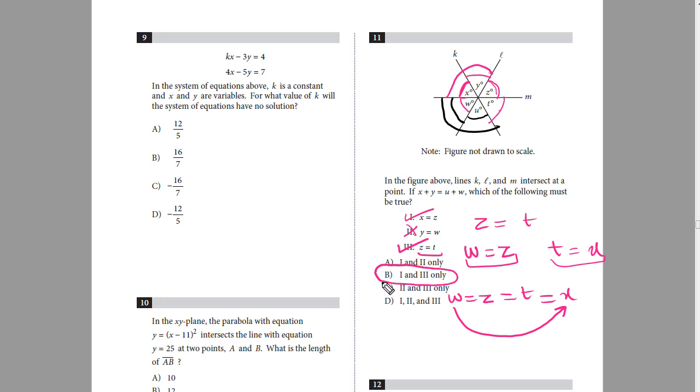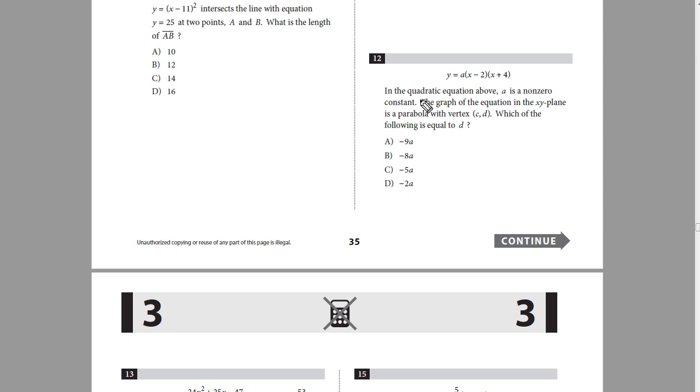Option B. This is the correct option for question number 11. Question number 12. In the quadratic equation above, a is a non-zero constant. The graph of the equation in the xy plane is a parabola with vertex (c, d). Which of the following is equal to d?